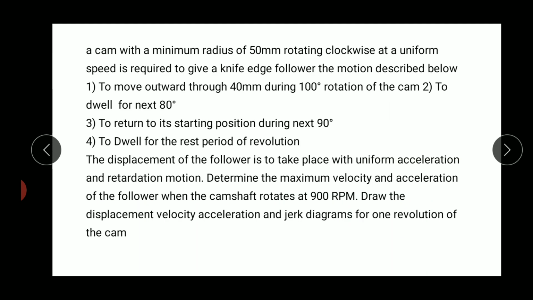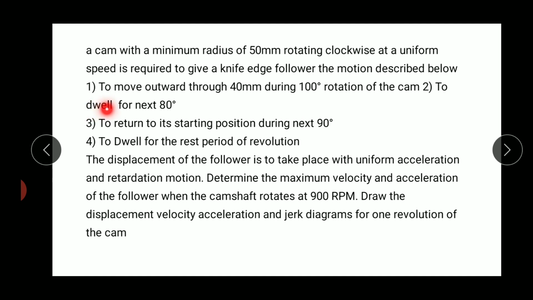So, our question is: a cam with minimum radius of 50 mm rotating clockwise at uniform speed is required to give a knife edge follower the motion described below. To move outward through 40 mm during 100 degrees of rotation of cam. So 40 mm is the displacement of the follower and 100-degree rotation of the cam. During the 100-degree rotation of the cam, the follower is moving in the outward direction. That means it is the angle of outstroke.